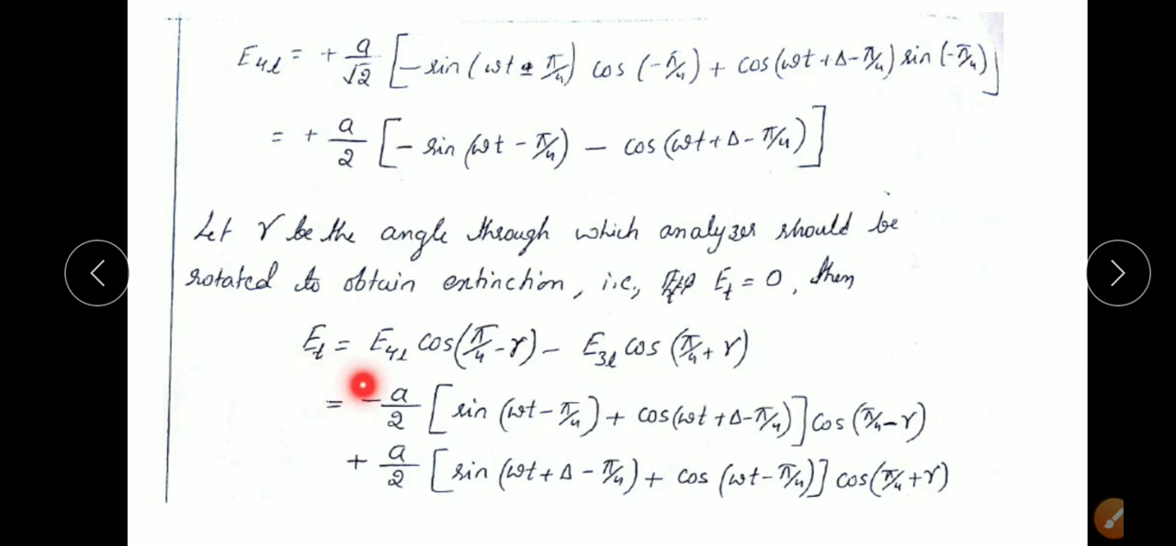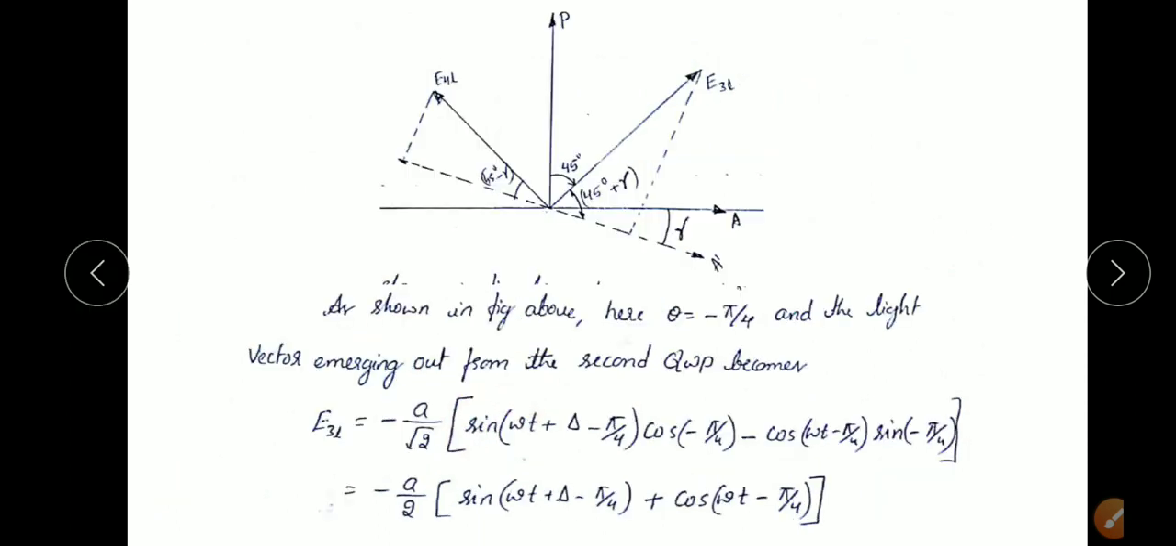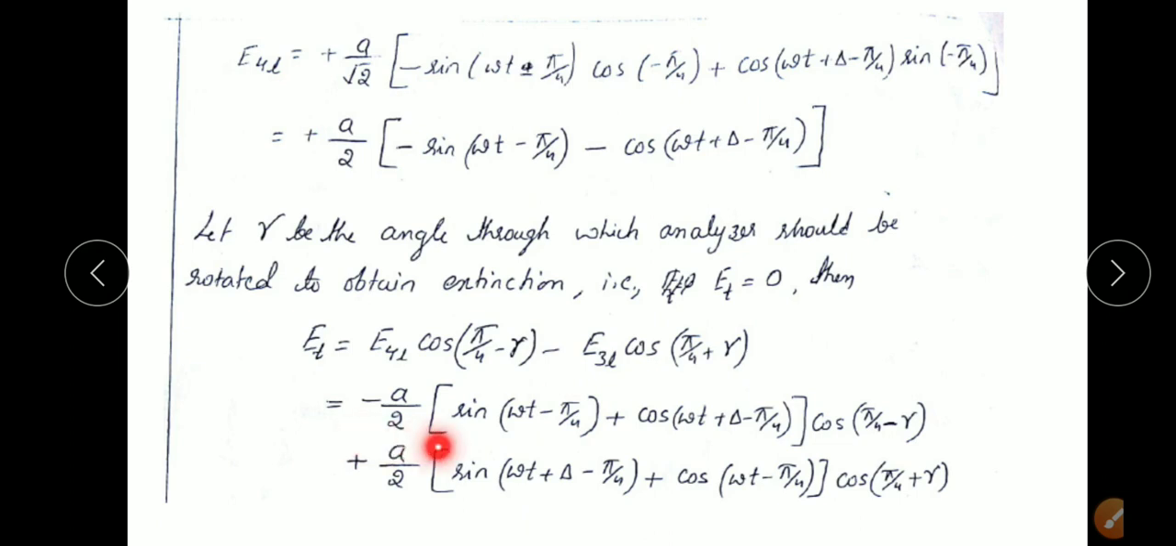So Et is equal to the extinction equation, E4L cos(π/4 − γ) minus E3L cos(π/4 + γ). These equations you have to remember. Here E4L is obtained, and E3 you have also simplified here. You have to take both equations and substitute, and you will get the simplified form of this equation.